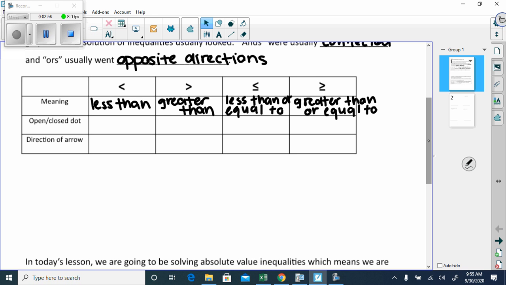And with those symbols, we knew that the points that we drew on our number line were either going to be open or closed dots. Okay. So if it does not have the equal to symbol, was it open or closed? Open. So that would mean the less than and the greater than would both be open. What about those last two? Closed, because they have the equal to sign. Good.